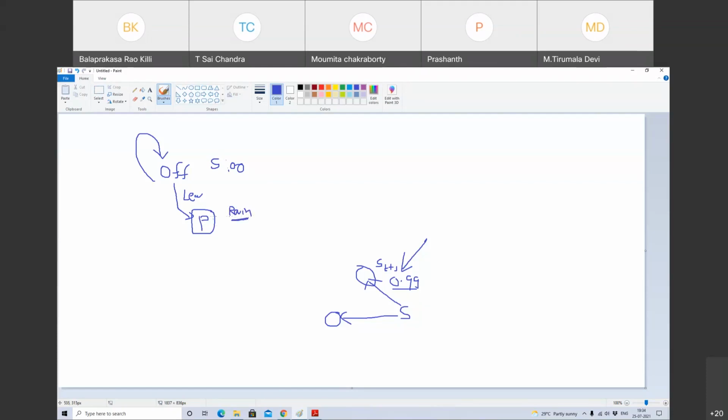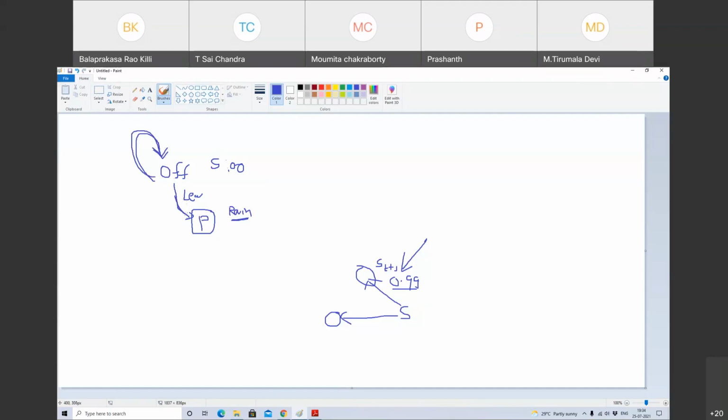Rain came. Assume that there is no rain suit with you. Now what will you do? Will you leave? If you have some urgent work, you may leave, even though it is raining. But mostly you will stay. So you will stay in the office, right?